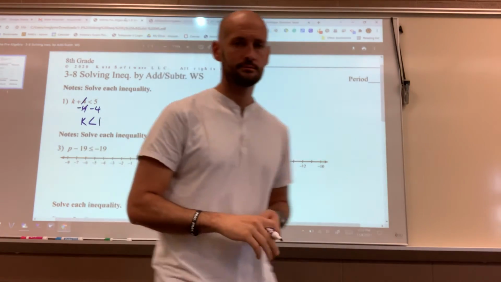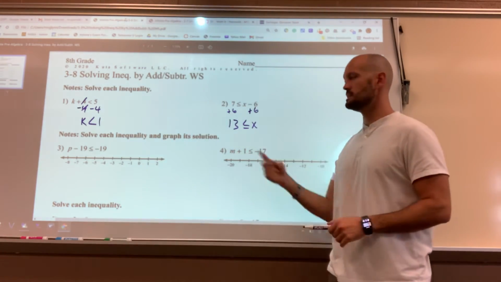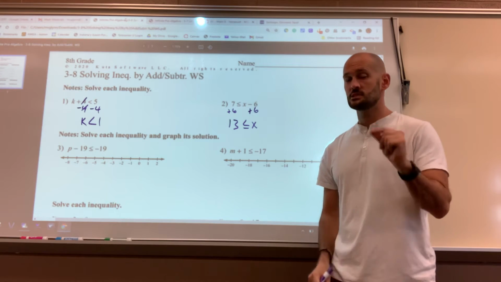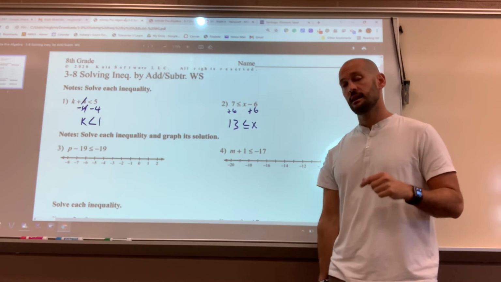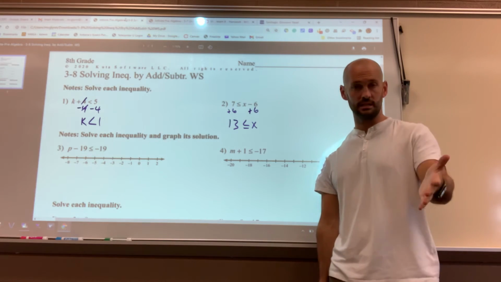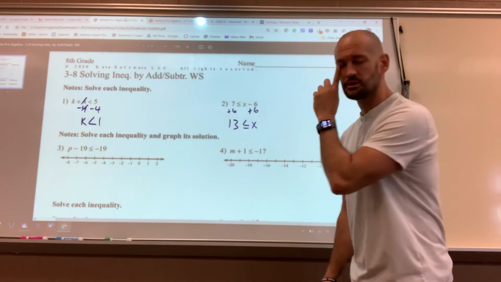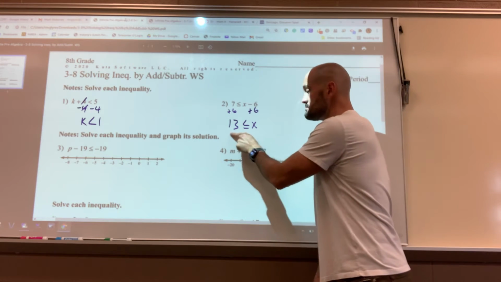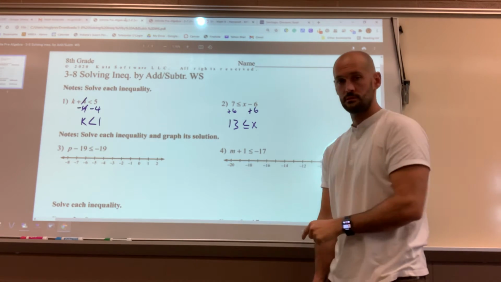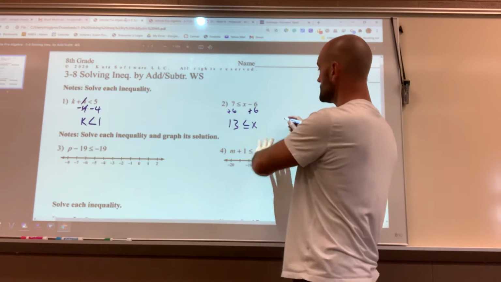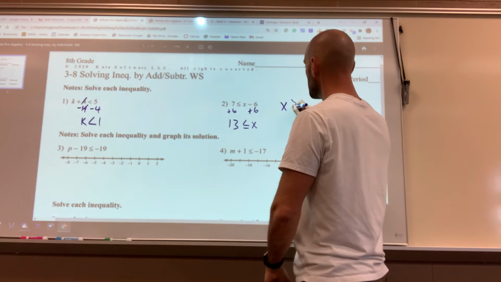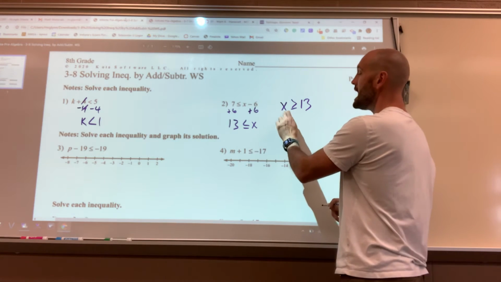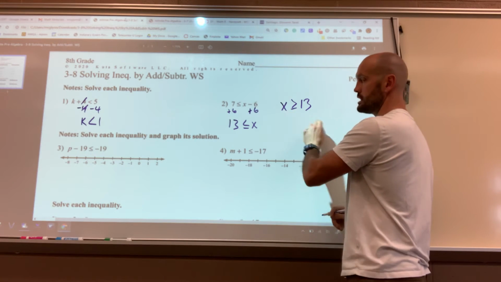How would you read that? Think to yourself, how would you read this? Now, this is the correct answer. X is greater than or equal to 13. Notice what I did. Put your eyeball behind the variable. You've got to read it from the perspective of the variable. So I could rewrite this if I wanted to. It means the same thing. Notice the alligator is still eating the X. I just know that a lot of you prefer to see it this way.